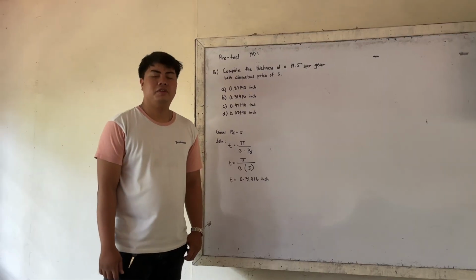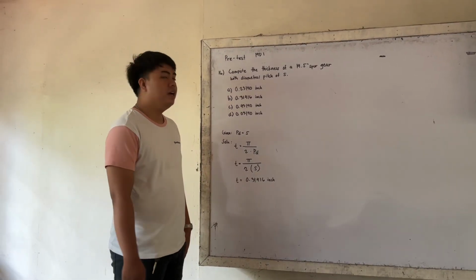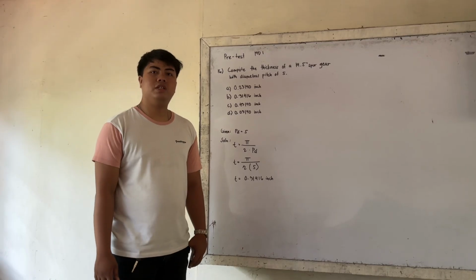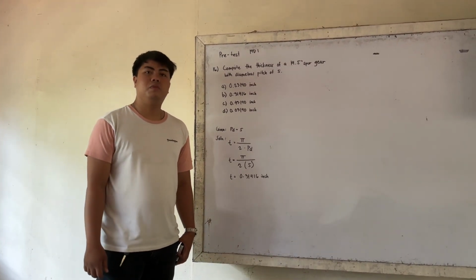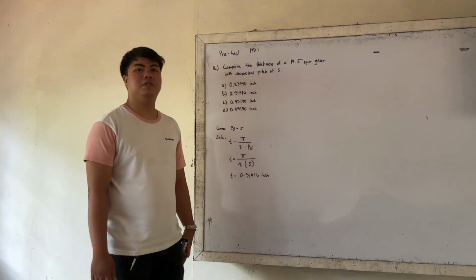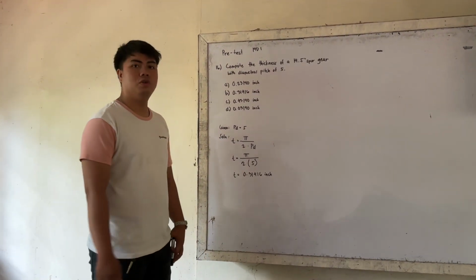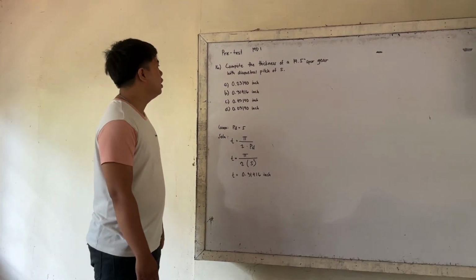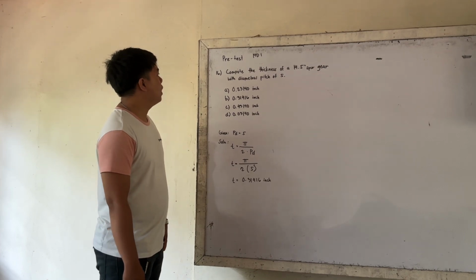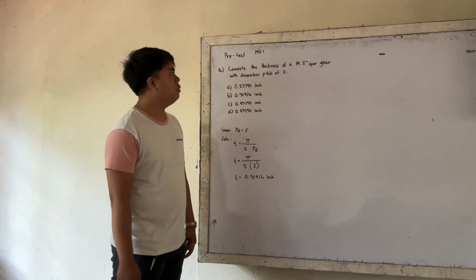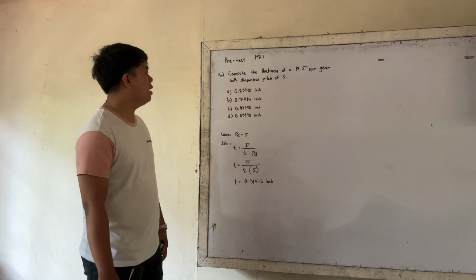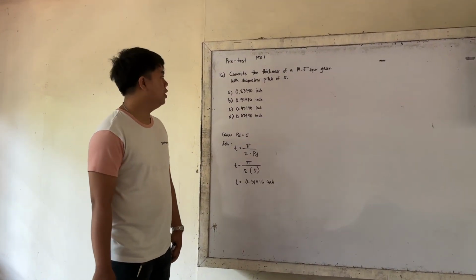Good day everyone. For today's video, I am going to show you the correct solution and the correct answers assigned to me, which is the number 16 to 20. So let's start with number 16. Number 16. Compute the thickness of a 14.5 degrees per gear with a diametrical pitch of 5.